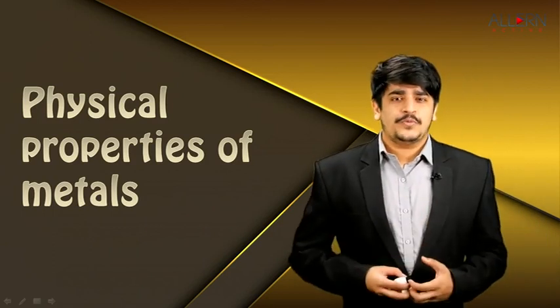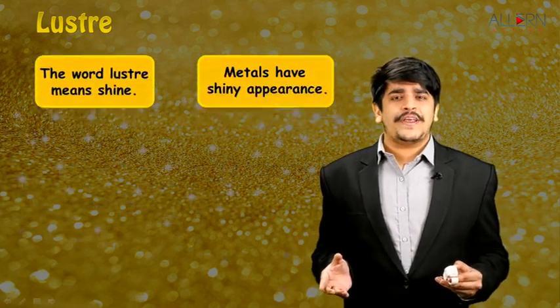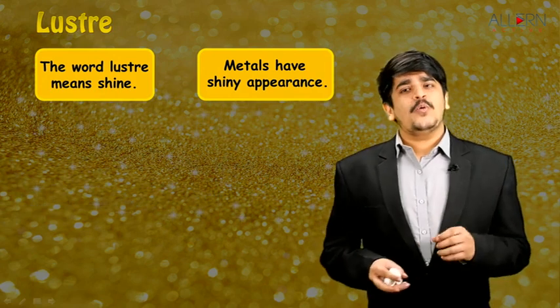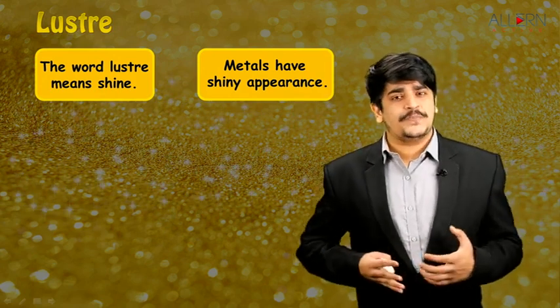Within the same module, let's discuss a relatively important part called the physical properties of a metal. Now, the first one is called luster. The word luster over here means shine, and metals obviously have a shiny appearance.